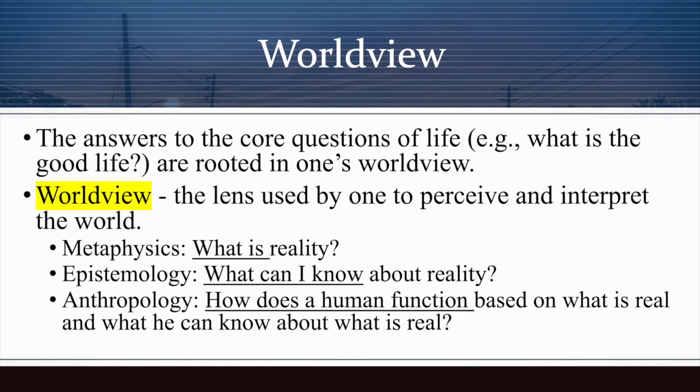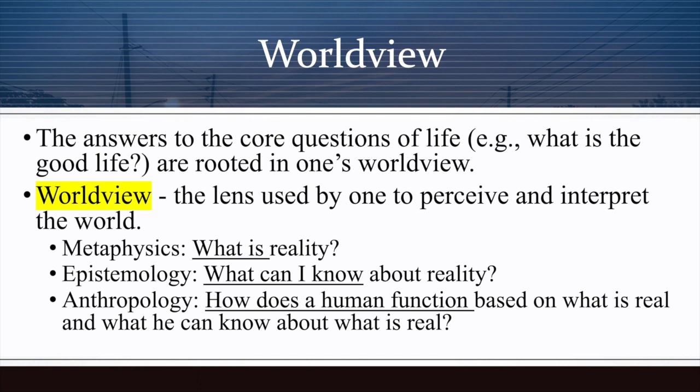And then anthropology, how does a human function based on what is real and what he can know about what is real? So what is reality? The reality is I'm sitting at a table right now, and it is a real table. Well, what can I know about that reality? Well, the table is hard. It's made of wood. It's brown. We see that there are these real characteristics to the table.